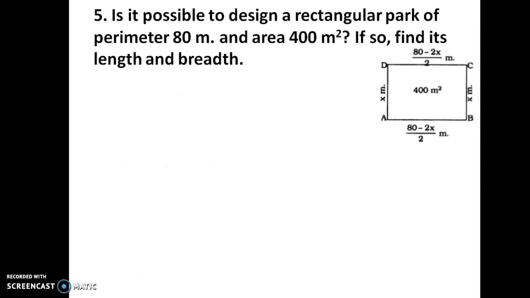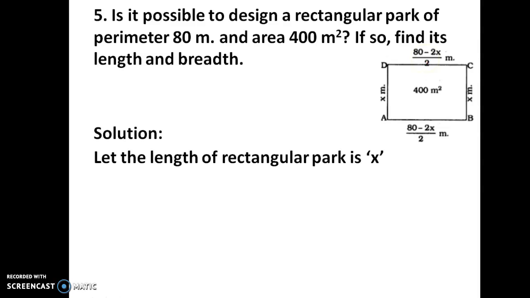Then fifth problem. Is it possible to design a rectangular park of perimeter 80 meter and area 400 meter square? If so, find its length and breadth. Okay. So we have to find out whether it is possible to design a rectangular park. Perimeter is given. What is the perimeter of a rectangle? It is 2 into L plus B. Then area is also given. Area is length into breadth. That is also given as 400 meter square. So we have to find out its length and breadth.